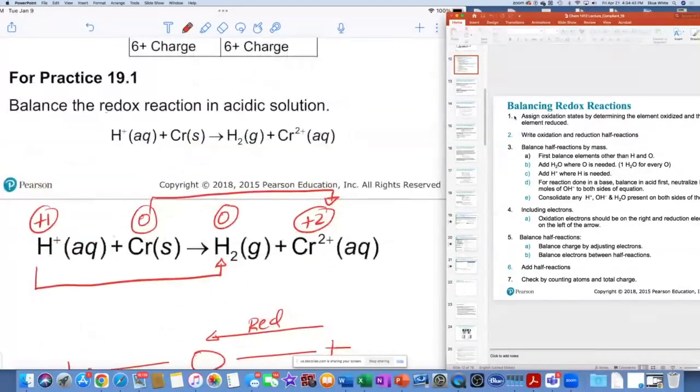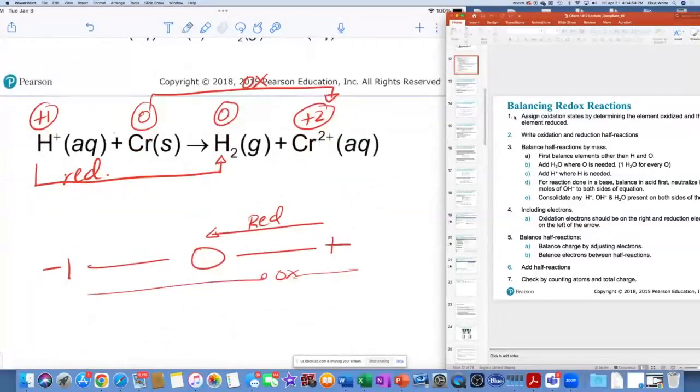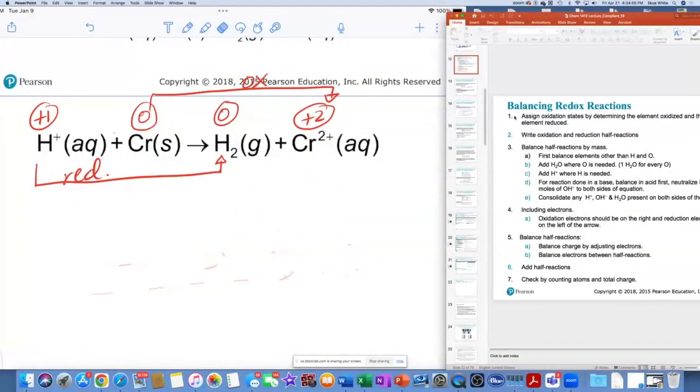Are we balancing in acid? Yeah. We're balancing in acid. So this is going to be oxidized. This is going to be reduced. Okay? This may not be as bad as I thought it was going to be. Let's see how it plays out though. Okay, so step number 1 done.